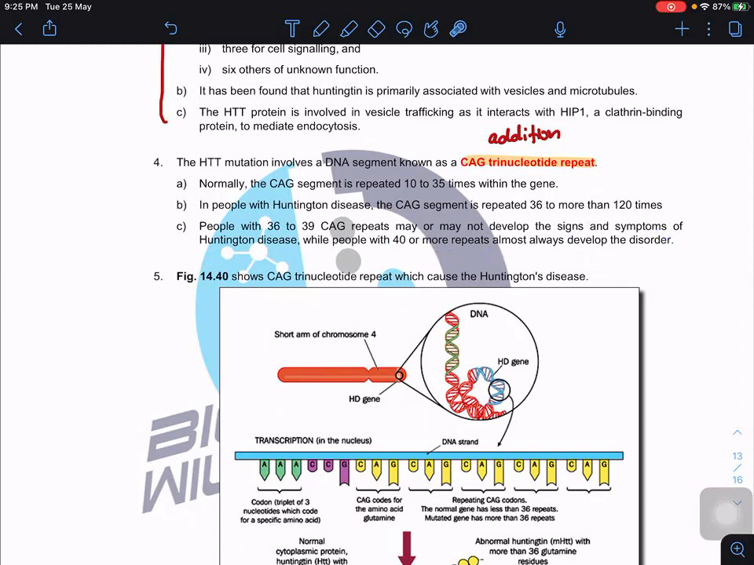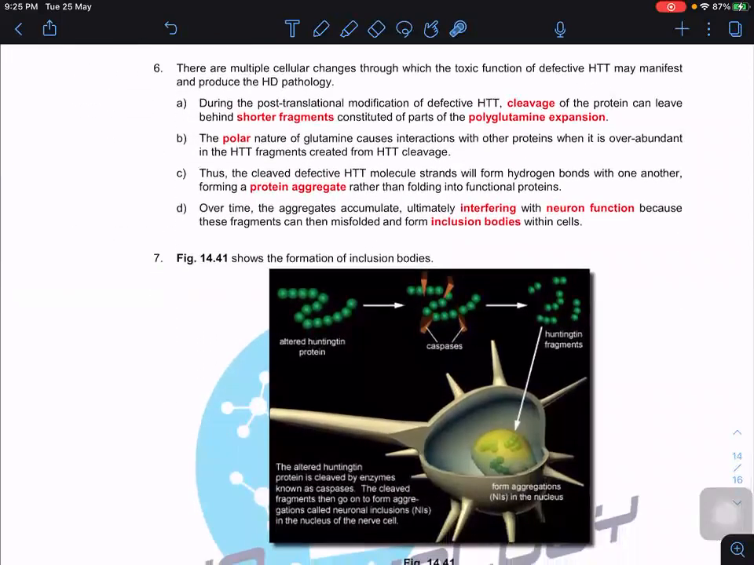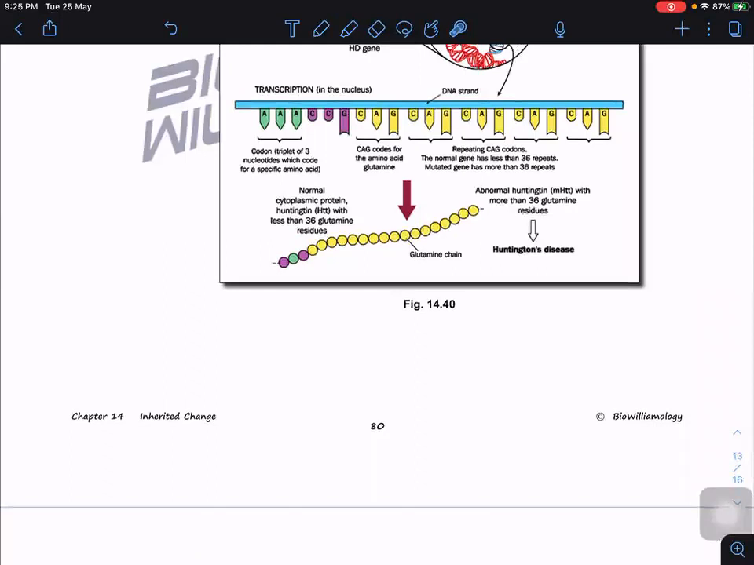So what is the problem here? CAG codes for glutamine. When it codes for glutamine, you will have this polyglutamine chain. Can you see that? And this protein loses its function. This protein cannot function now.